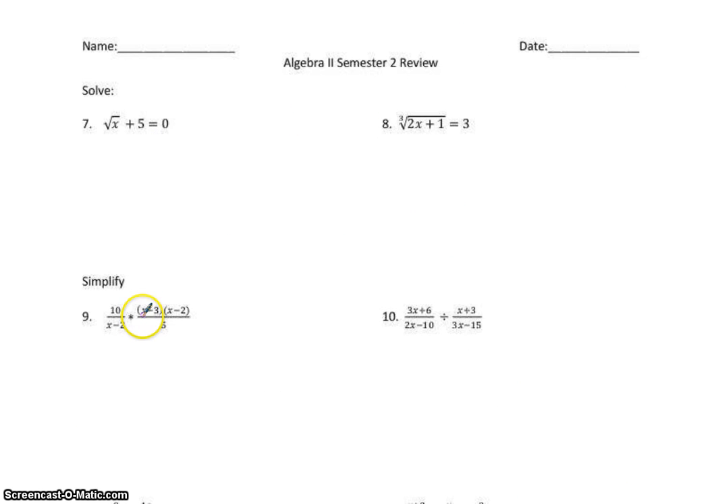Okay, going to page 2. Number 7, it wants you to solve. When you're solving a radical, the first thing you have to do is isolate. So we're going to move that 5. Square root of x is equal to 0 plus 5, which is 5. You're going to square both sides to get rid of your square root, and so x is equal to 25.